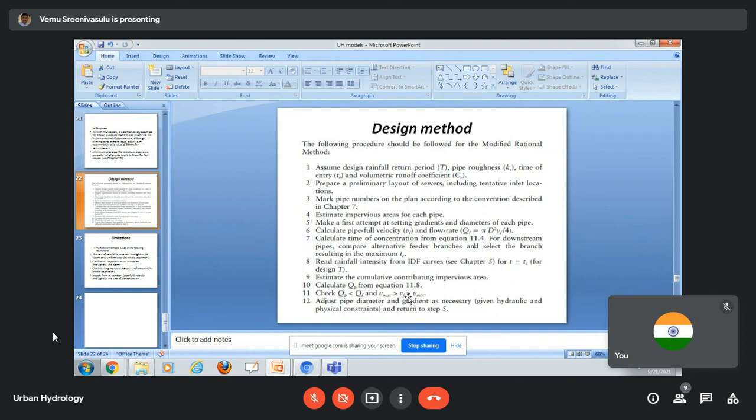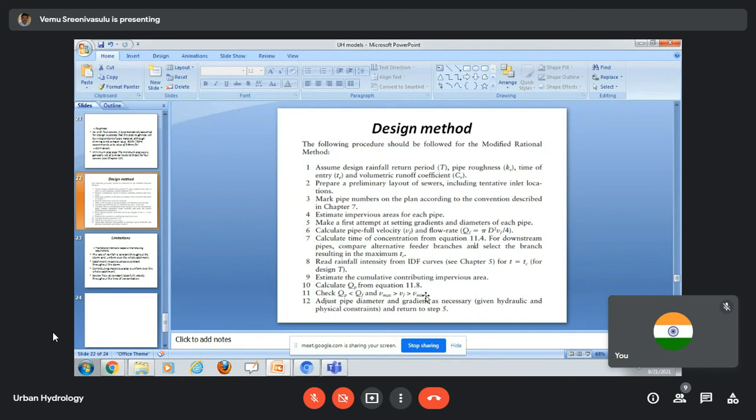So that also you have to check whether your velocity is more than the v minimum and less than the v maximum. Okay. So if you attain these two conditions, your design is correct. Otherwise you have to redesign it. So that is how we do it manually.